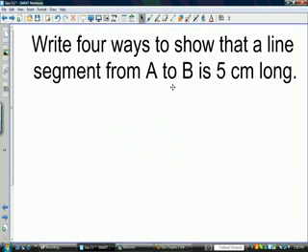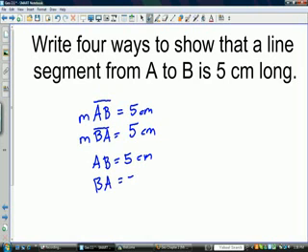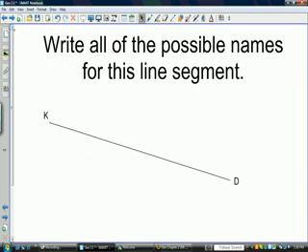Now, if we want to find 4 ways to show that a line segment from A to B is 5 centimeters long, our first one, we can say measure of AB equals 5 centimeters long. We could also say measure of BA is 5 centimeters long. We could also just say AB equals 5 centimeters. And we could say BA equals 5 centimeters. 4 different ways to say the same exact thing.